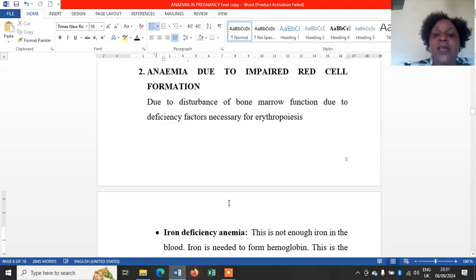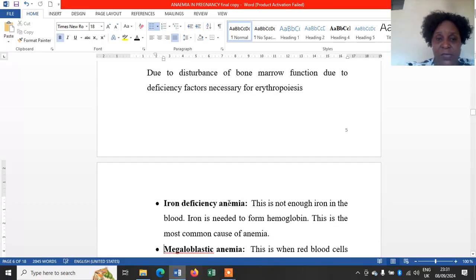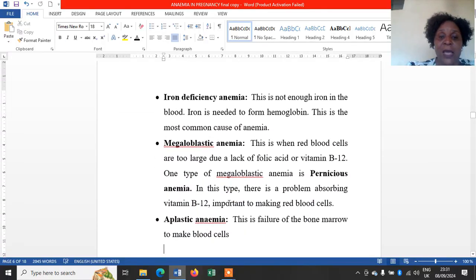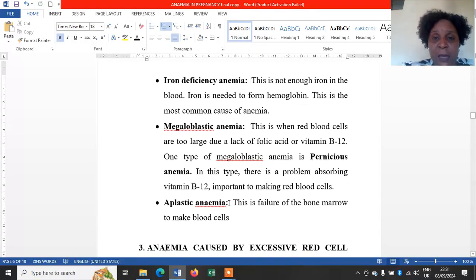And now we can have another classification, anemia due to impaired red cell formation. We said this is due to disturbance of the bone marrow function, or deficiency of factors necessary for erythropoiesis. We may have what we call iron deficiency anemia. This means there is not enough iron in the blood, and iron is needed to form hemoglobin. This is the most common cause of anemia, especially in pregnant women and in children.